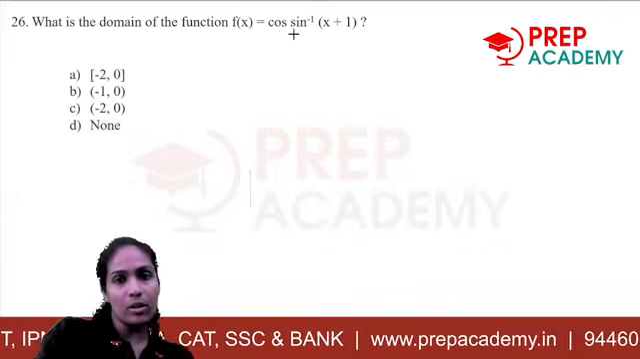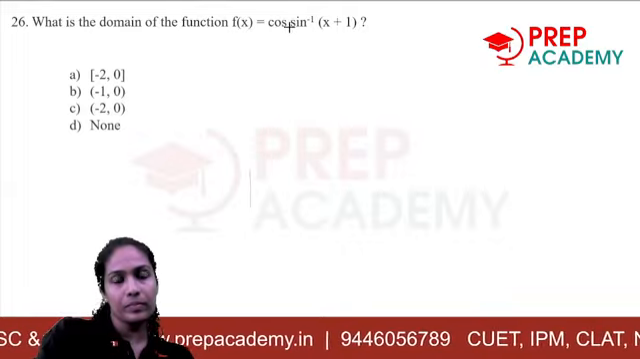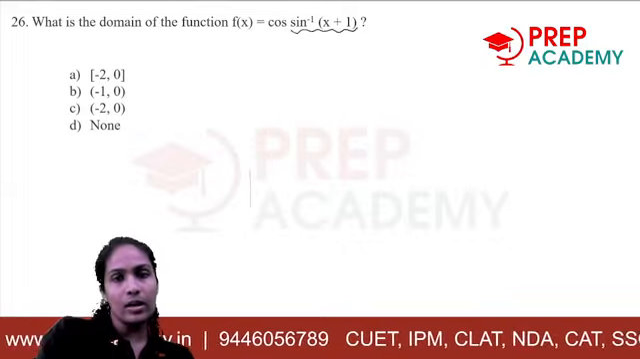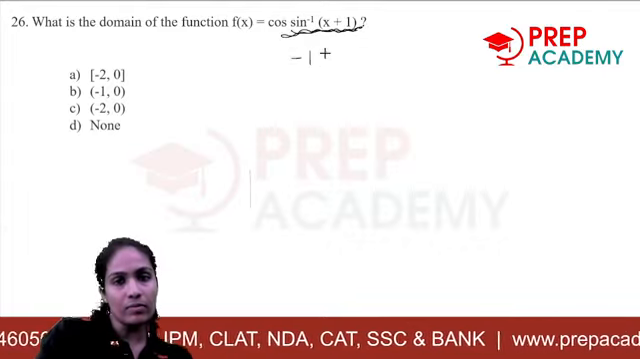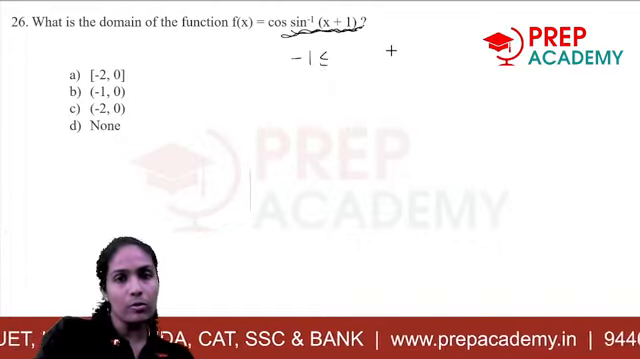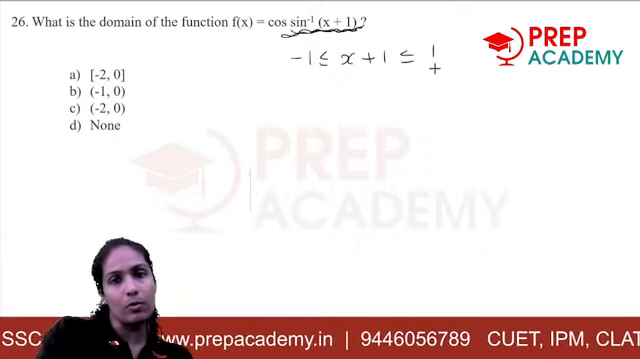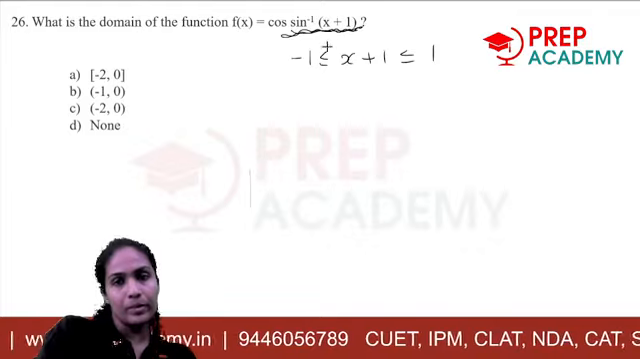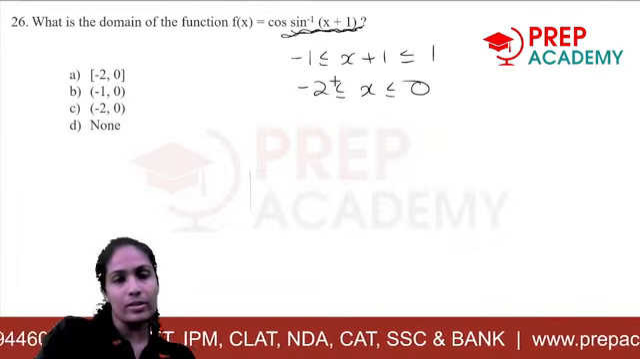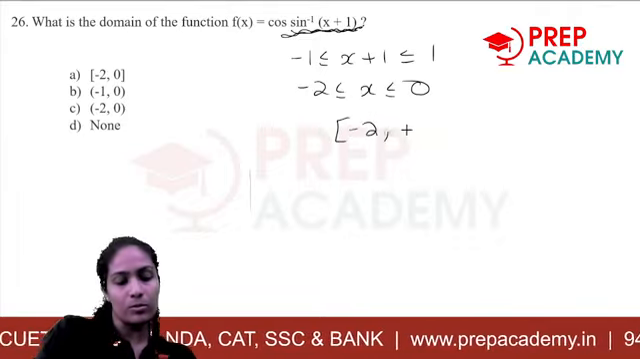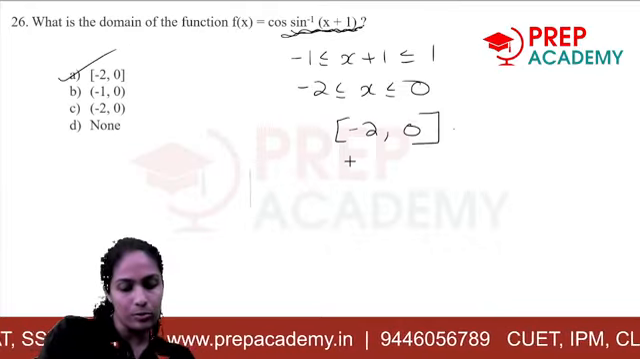So first take the cos function. Consider the domain of sin inverse. Domain of sin inverse is minus 1 less than or equal to x less than or equal to 1, but here in place of x you have x plus 1. So minus 1 less than or equal to x plus 1 less than or equal to 1. Minus 2 less than or equal to x less than or equal to 0. x varies from minus 2 to 0. So the closed interval minus 2, 0. Option A.